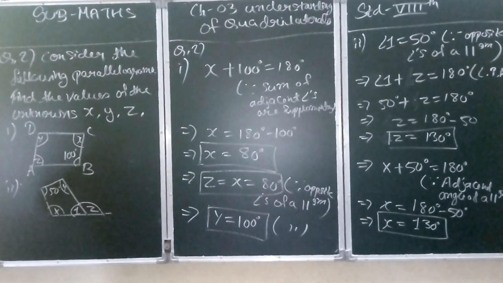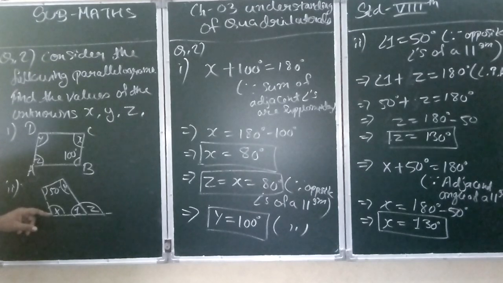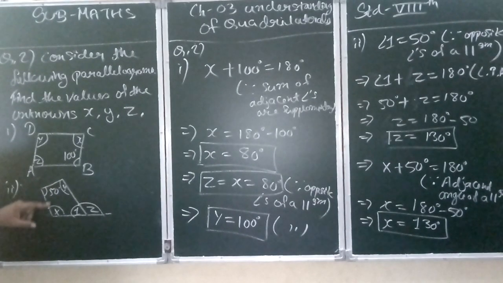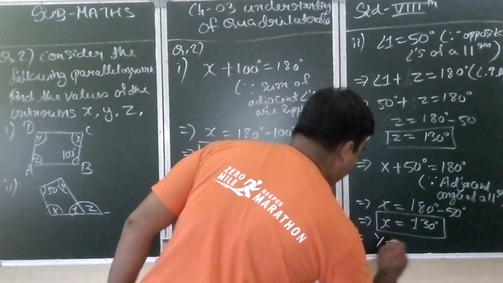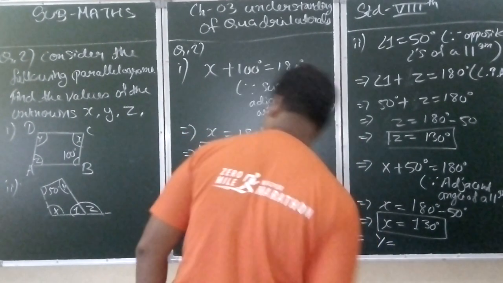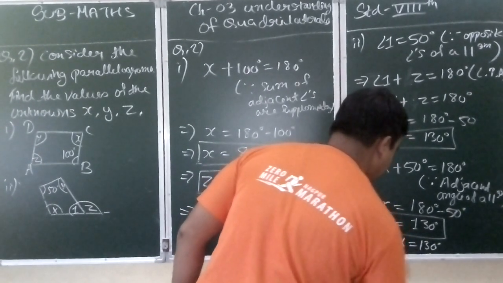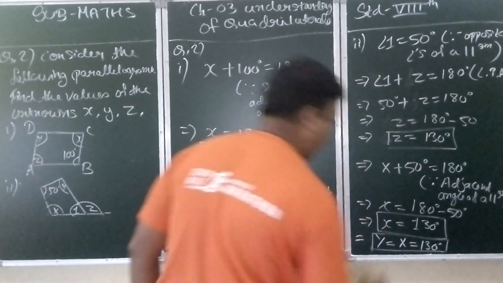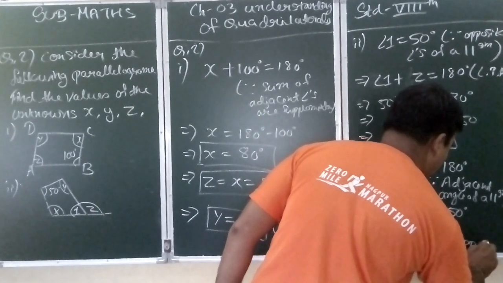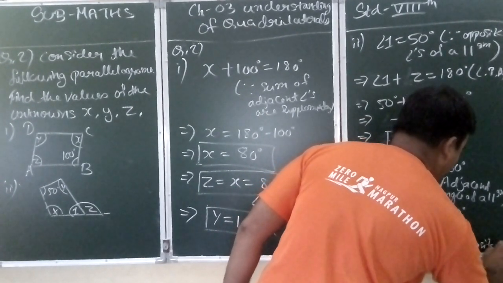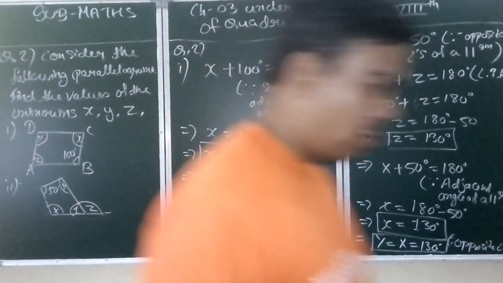Okay, x is 130 degree. So y is the opposite angle of x. So y is also equal to x, which is 130 degree. Opposite angles. Okay, so please copy this.